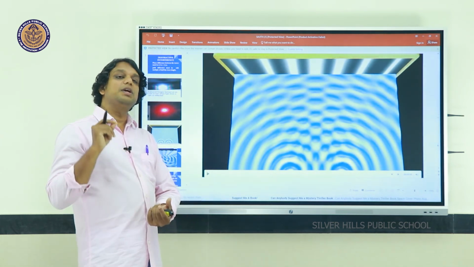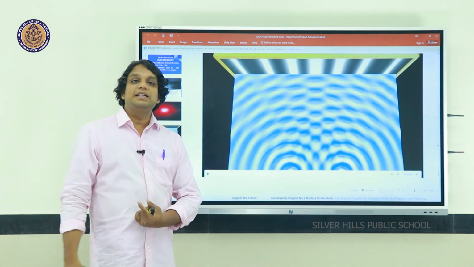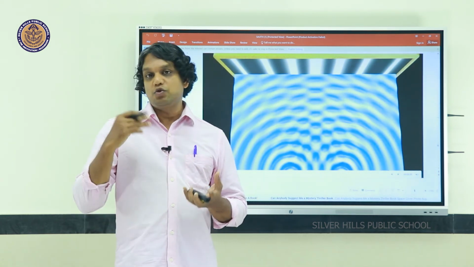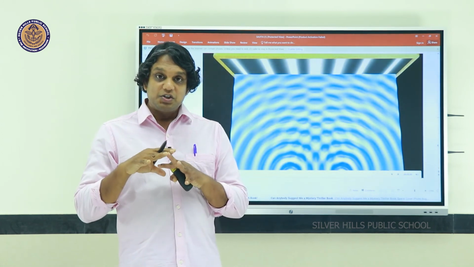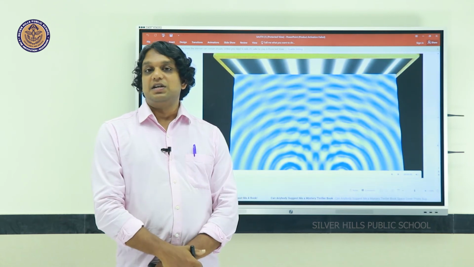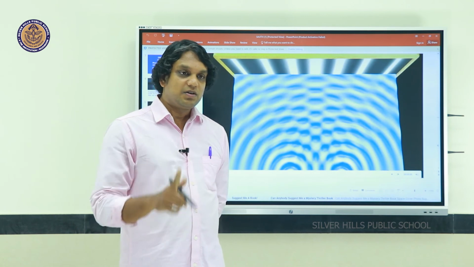Then on that blocking screen, suppose we are making two pinholes, and each pinhole can act as a new source of light. So, light from these two pinholes will be incident on the screen, and there we will be getting a special pattern, concentric alternate bright and dark patterns. So, the 1, 2, 3 questions.